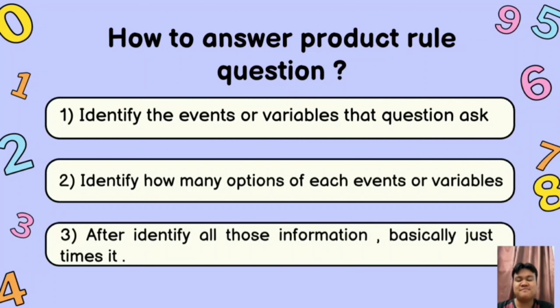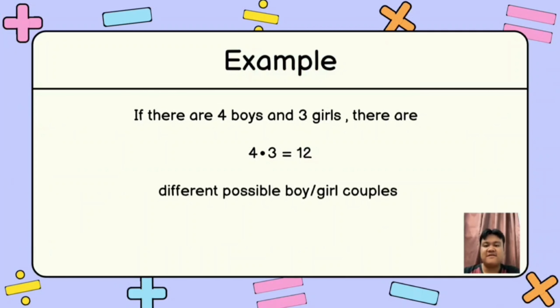How to answer questions based on the product rule. First, identify the event or variable that the question asks. Second, identify how many options each event or variable has. And lastly, after identifying all that information, just multiply. For example, if there are 4 boys and 3 girls, 4 times 3 equals 12 different possible boy-girl couples. The boys are variable 1 and the girls are variable 2.